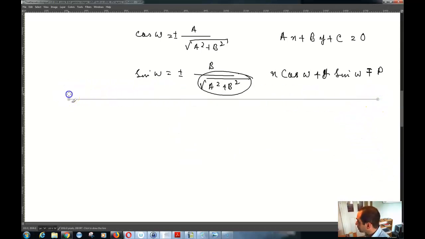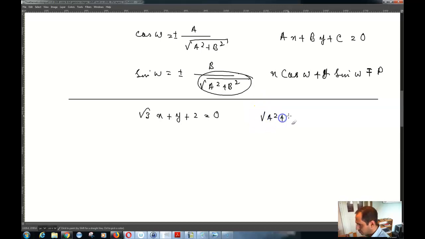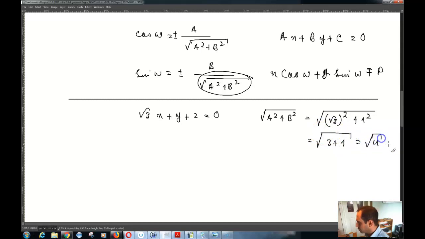Now, if you have some equation like the square root of 3 times x plus y plus 2 is equal to 0, all you need to do is find the square root of a squared plus b squared. In this case, that is the square root of the square root of 3 squared plus 1 squared. This equals the square root of 3 plus 1, which is the square root of 4, which is equal to 2.